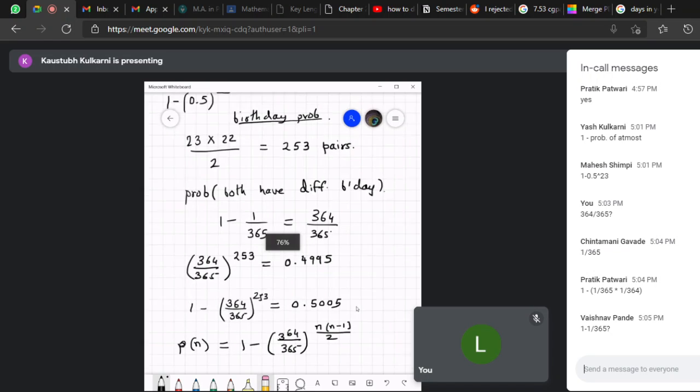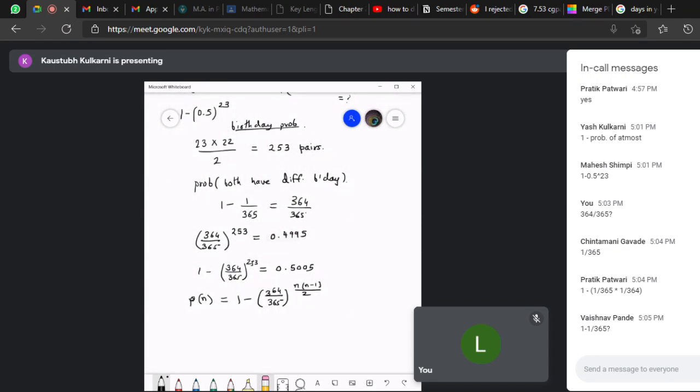Now, any questions up to this point? Any doubts? N is the number of people in the room.